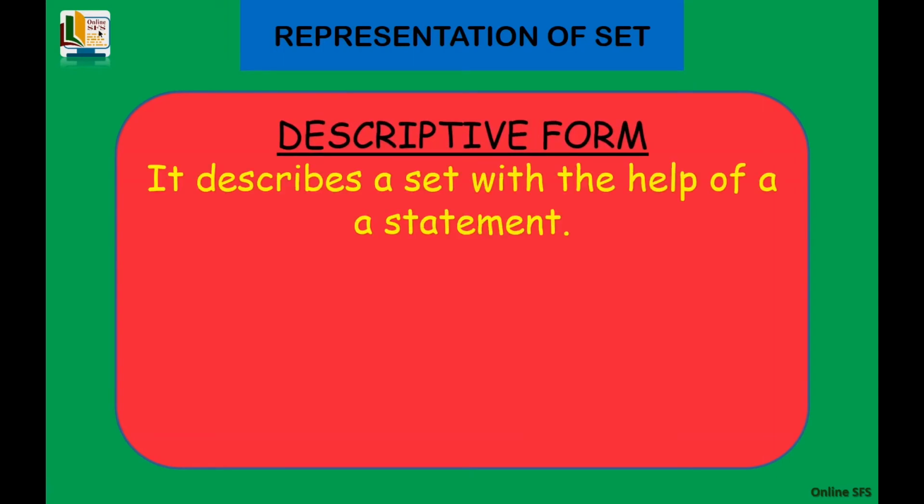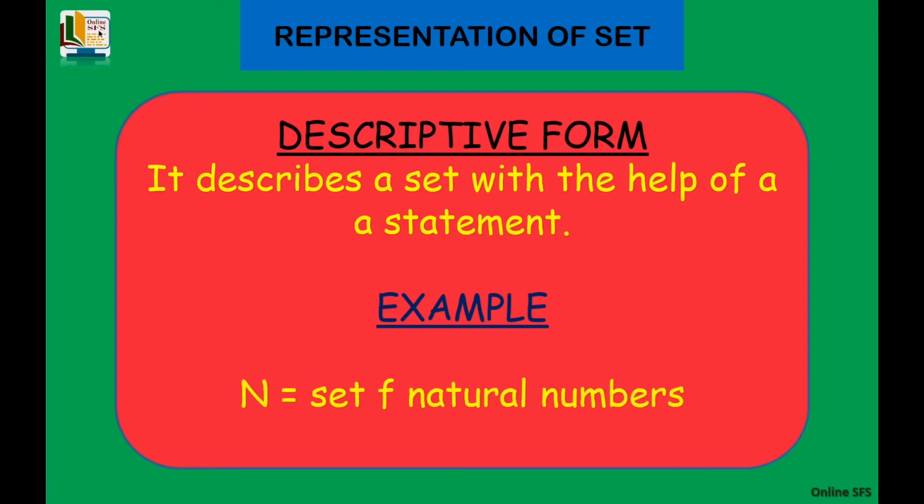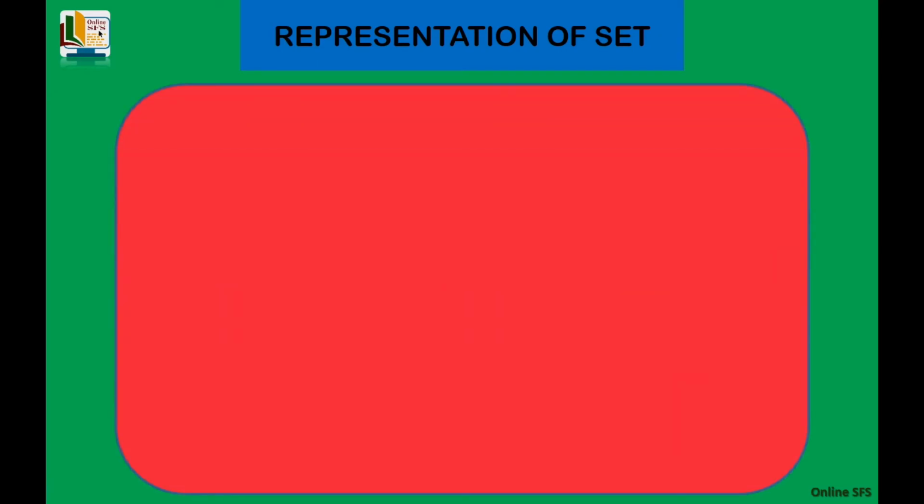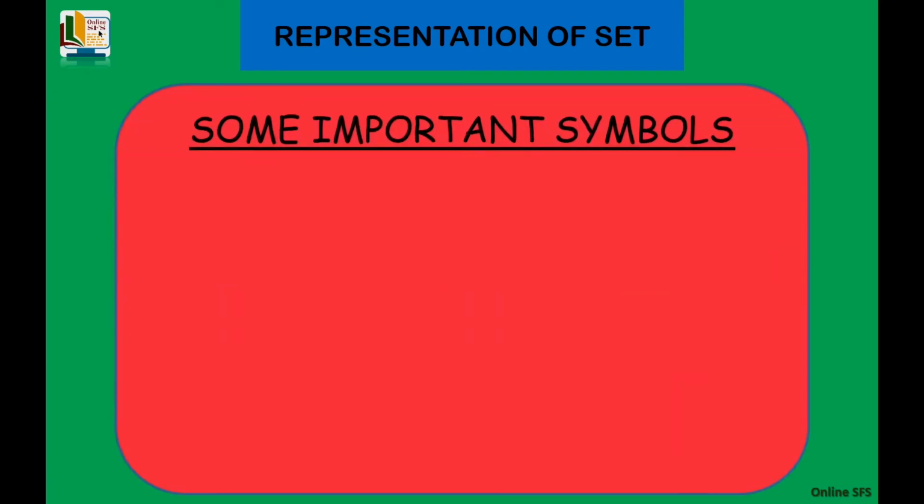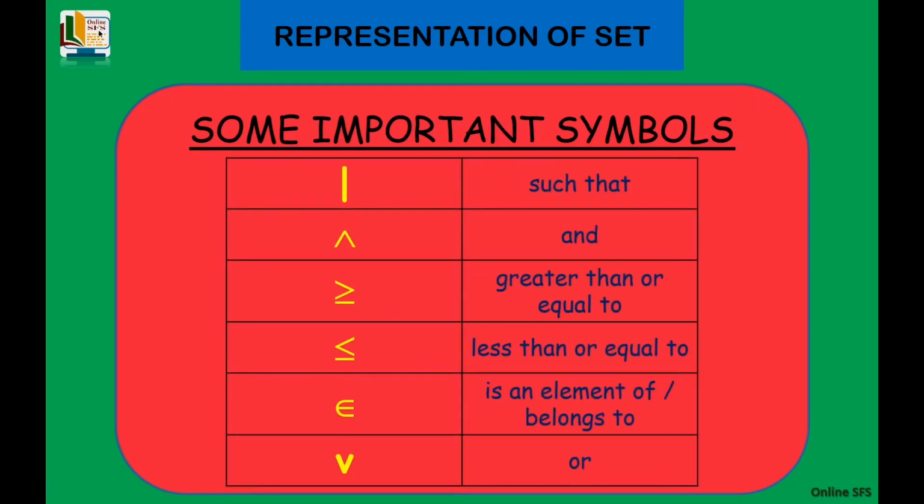The descriptive form describes a set with the help of a statement. For example, if we want to describe a set of natural numbers, we'll write it as N equals set of natural numbers. Or for describing a set of integers, we'll write it as Z equals set of integers. Here are some important symbols that you must remember while using set notations. All these symbols are used while representing any set in the set builder form. Let's see how we can represent a set in set builder form.